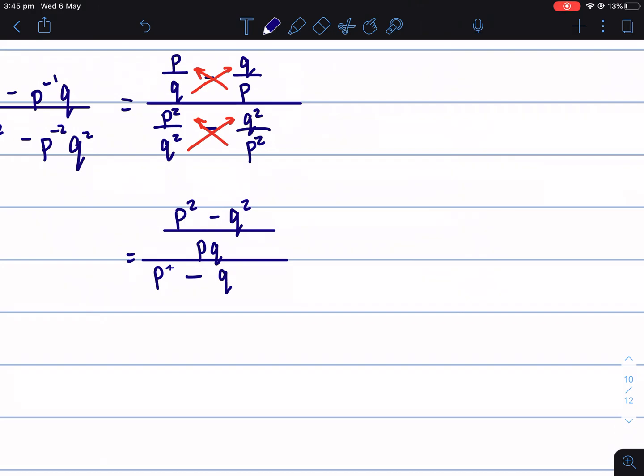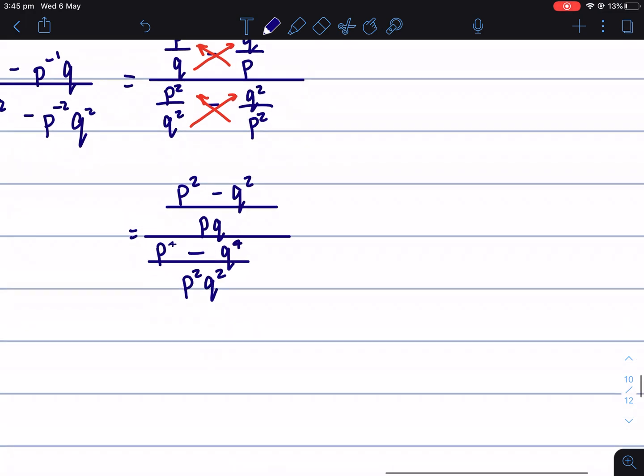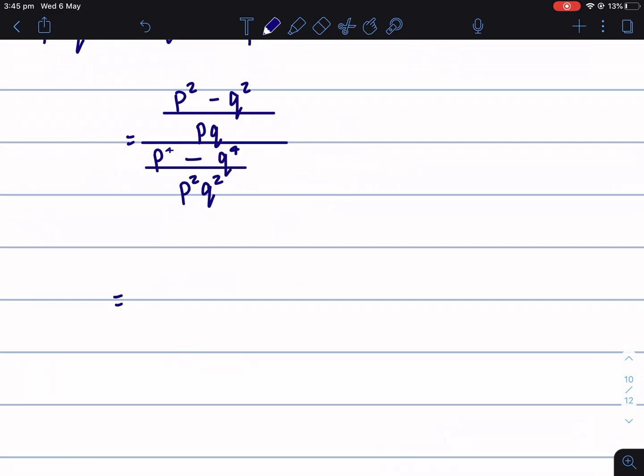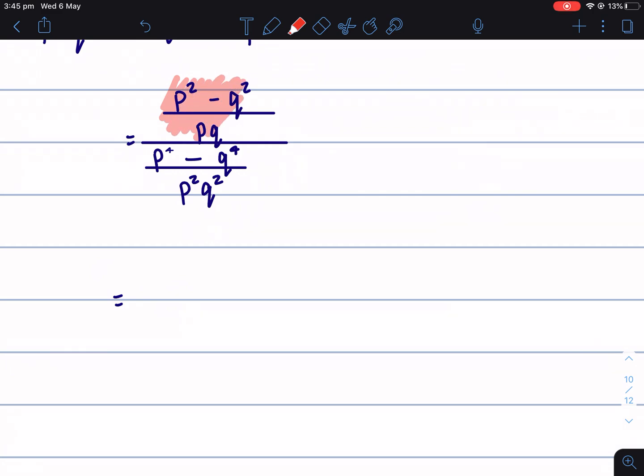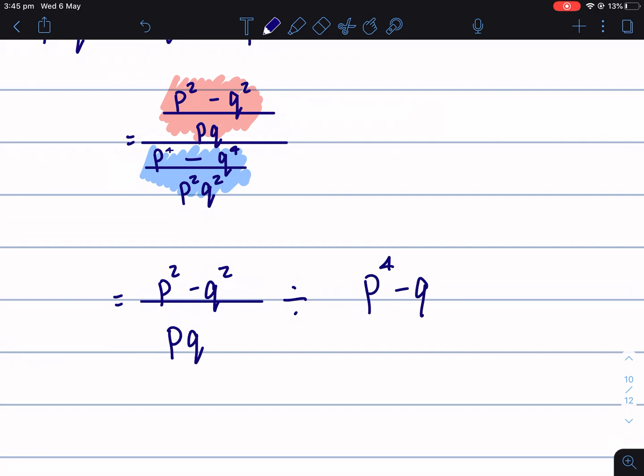Same with the Q's, I'm going to have Q to the 4 over P squared Q squared. Now let's not forget that this is the same as the first whole fraction divided by the second whole fraction, yeah? So this is the same as P squared minus Q squared over PQ divided by P to the 4 minus Q to the 4 over P squared Q squared.